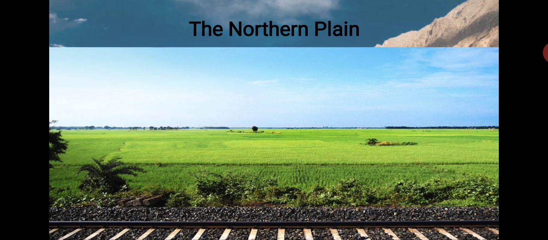These river plains provide fertile land for cultivation, and because of this, a large number of people live in the northern plains.